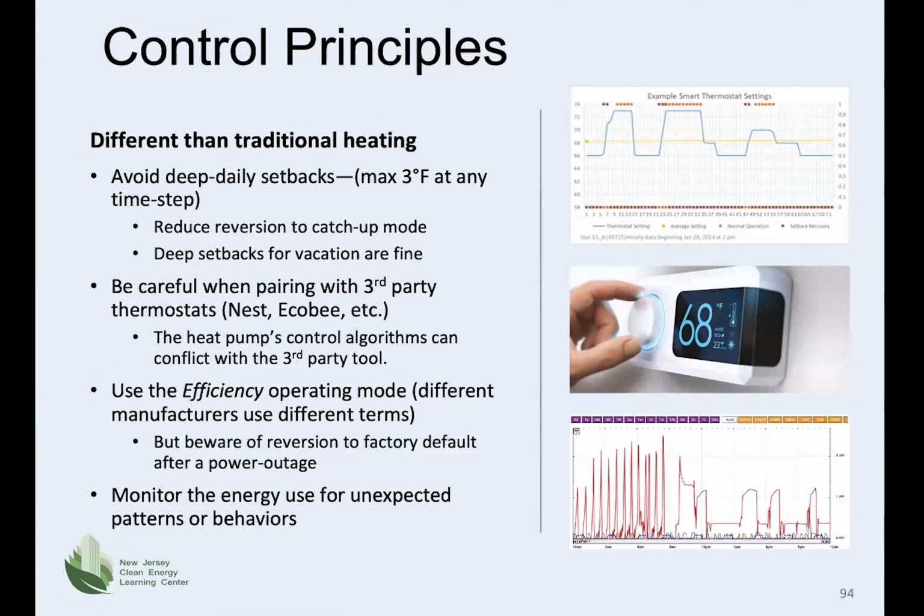On certain heat pump models, the efficiency operating mode may revert to the standard operating mode in the event of a power outage. Monitoring energy use by the homeowner or the installer can reveal unexpected power consumption patterns that can indicate inefficient operation. The power consumption graph on the top right shows a heat pump that is cycling in an efficient manner. The graph in the bottom right shows short cycling.